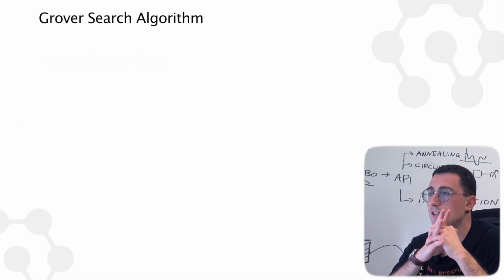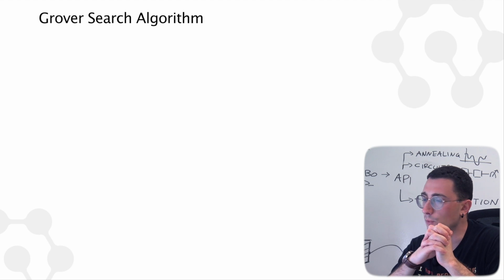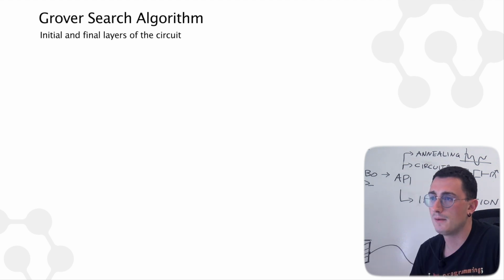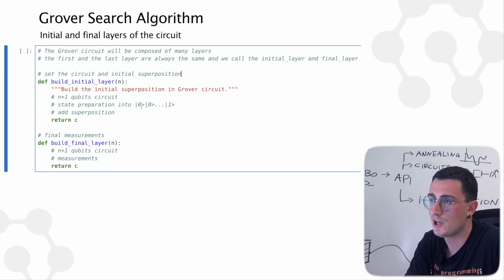Okay, so since we are going to build our quantum circuit which applies the Grover algorithm in a sequential way, applying some layers, let me implement the two layers which are at the beginning of the circuit and at the very end of the circuit.